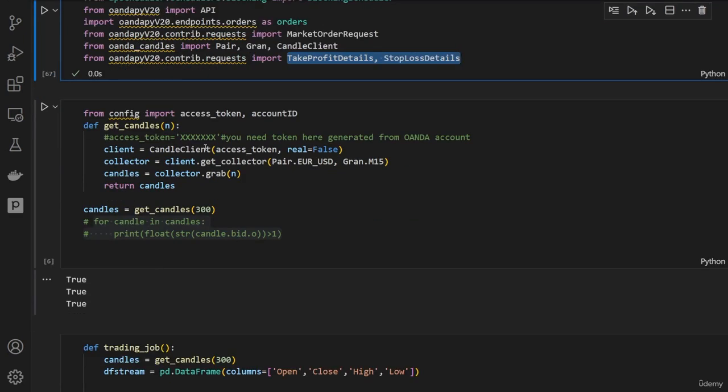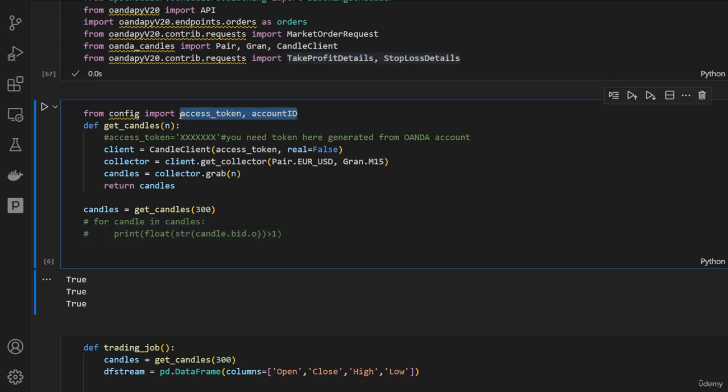One thing we should know is that we need to have an Oanda account. It doesn't have to be a real money account. It can be a paper account, a demo, or a practice account. You just have to open an account, and this would allow you to generate an access token, and it would provide you also with the account ID or the account number. These are two variables that you're going to need.